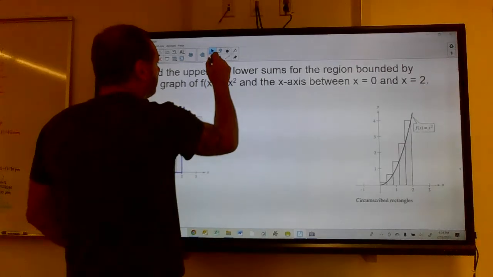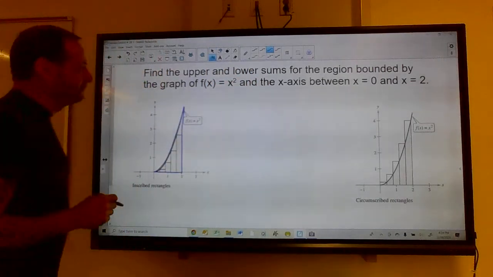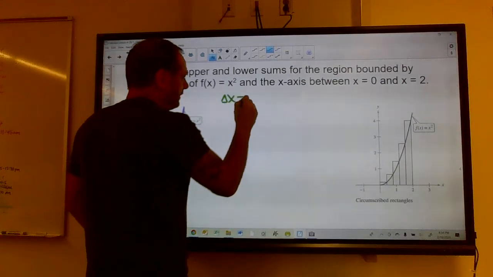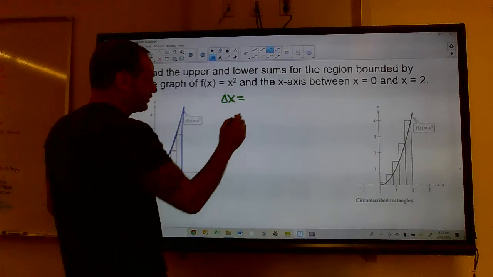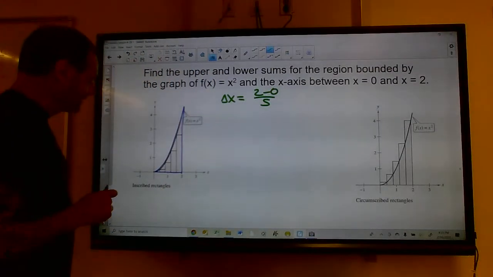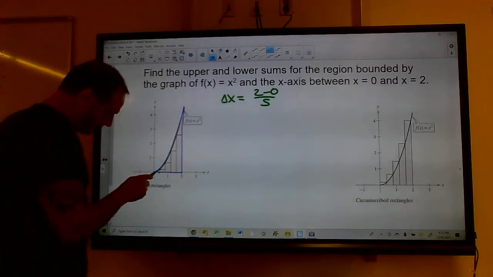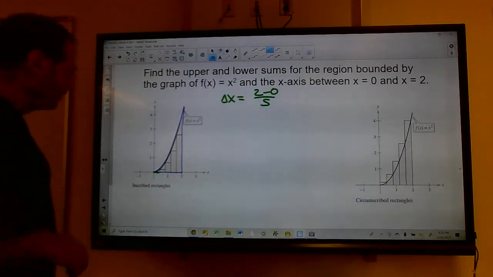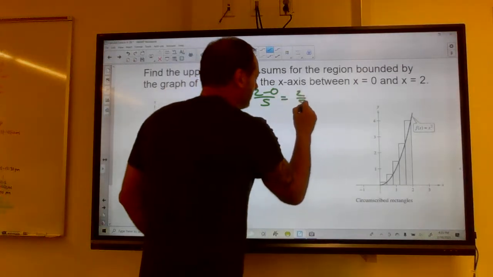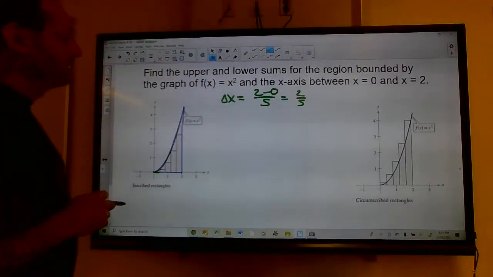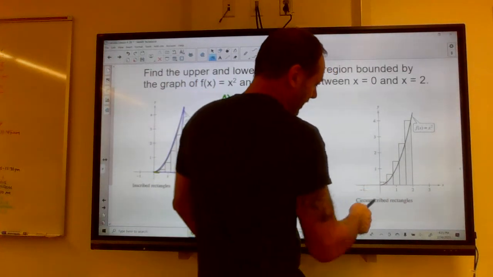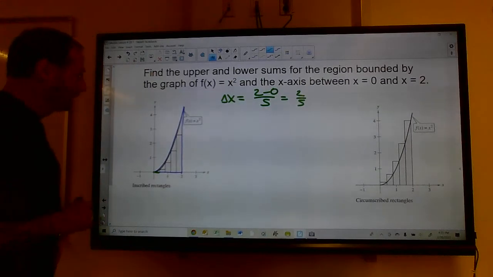Okay, and so what that tells me is that delta x is going to be 2 minus 0 divided by 5, because I divided it into 5 pieces. And don't forget, there's a piece right here that is actually 0 in height, so you've got to include that one. So delta x is 2/5. It's the same for this one over here. Delta x is also 2/5. I'm just using the right corner instead of the left corner on each of these.